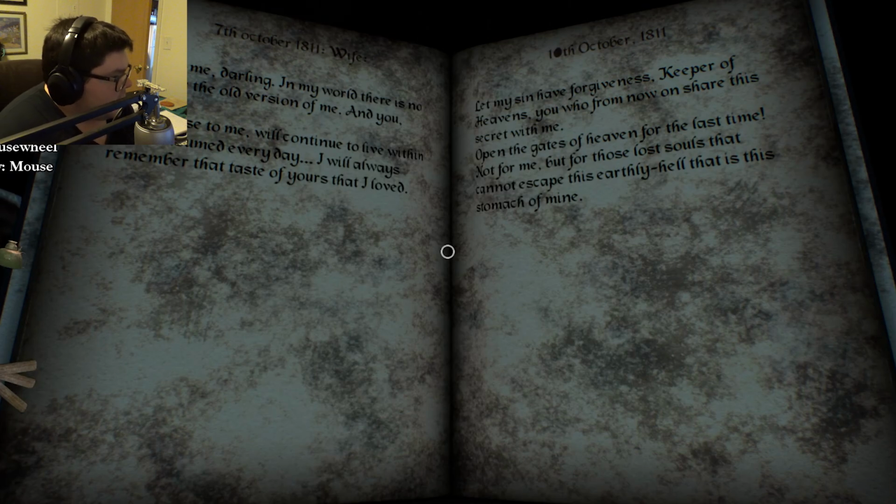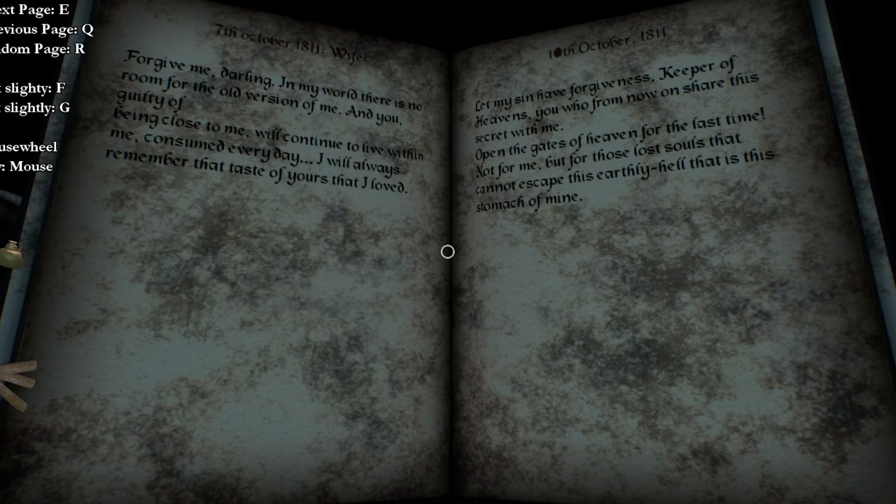October 1811. Forgive me, darling. In my world there is no room for the old version of me, and you, guilty of being close to me, will continue to live within me, consumed every day. I'll always remember that taste of yours that I loved.